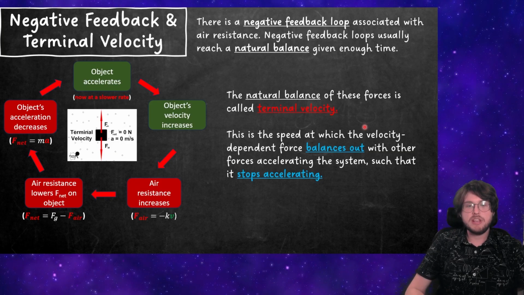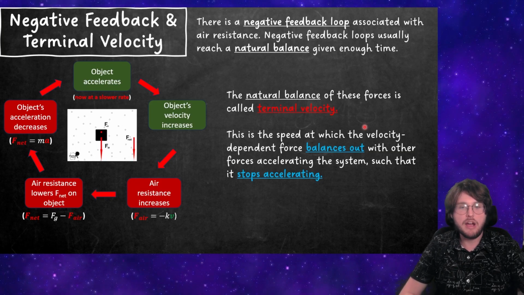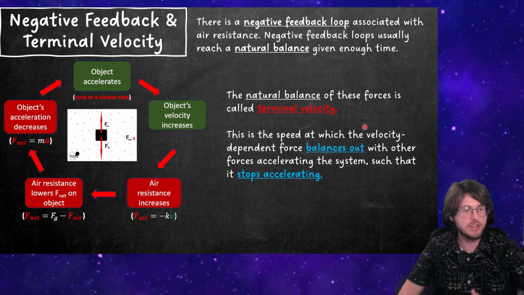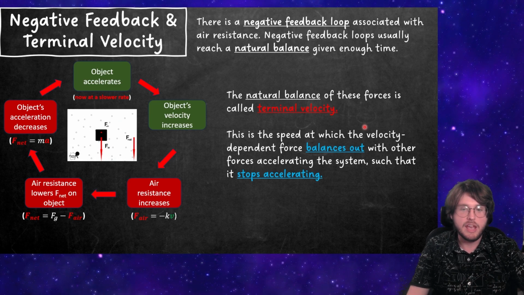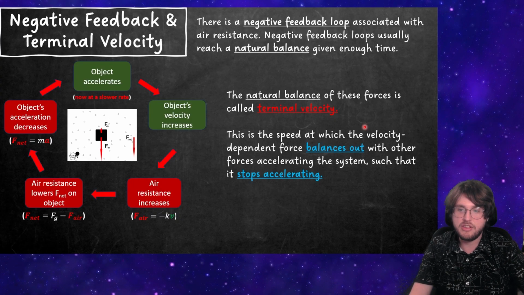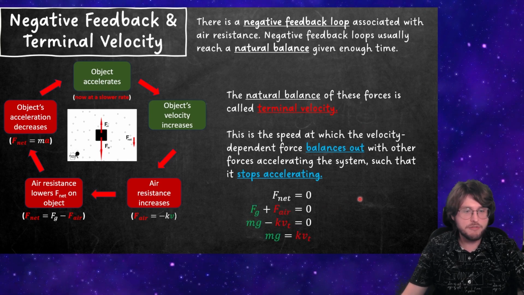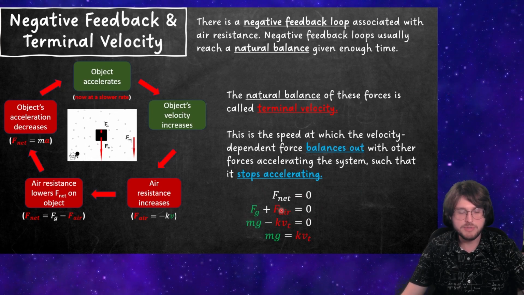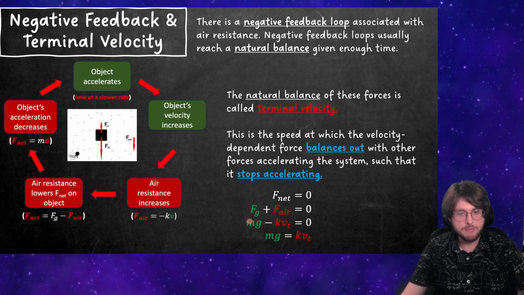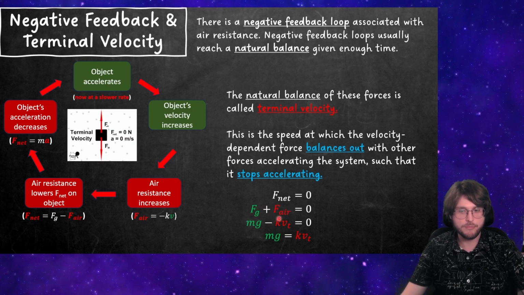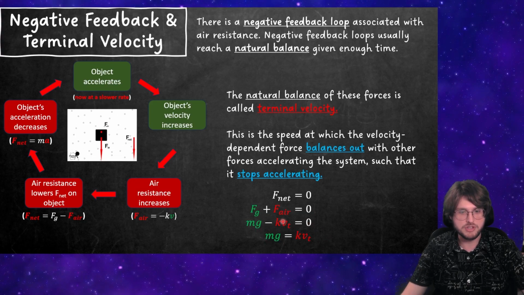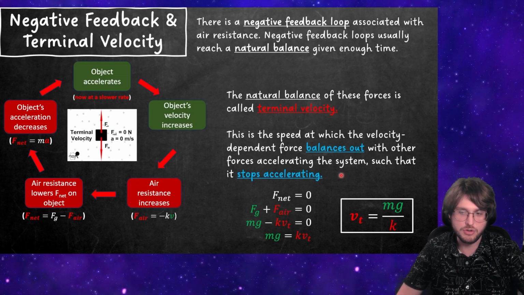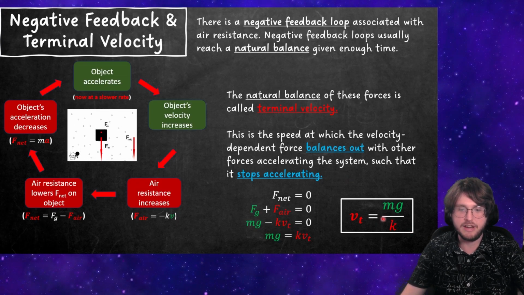Terminal velocity is the speed at which the velocity-dependent force balances out with other forces accelerating the system, like gravity, such that the object stops accelerating entirely. And you can work out this speed pretty easily because it is equilibrium. So if you start with the net force equaling 0, well, you've got gravity and air resistance acting on the object. And when you plug those in, you've got mg minus kv for the net force. And if you set those two forces equal to each other, then we can work this out such that the terminal velocity would be mass times acceleration due to Earth's gravity divided by this constant k right here.